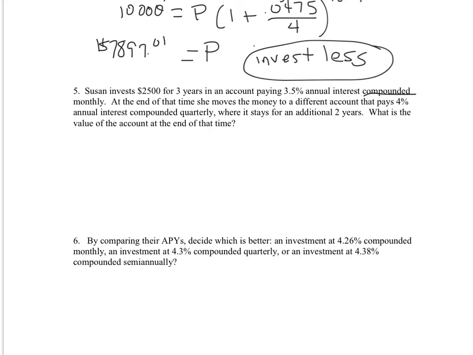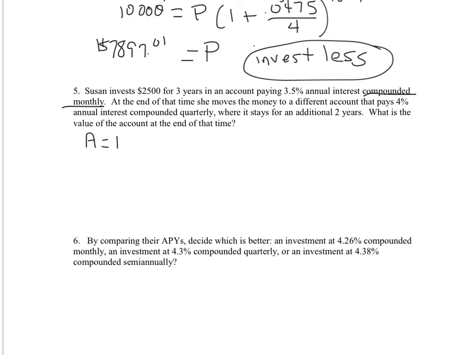I'm going to underline that because that's a good reminder about what formula I will need. At the end of that time, she moves the money to a different account that pays 4% annual interest compounded quarterly, and it stays there for an additional 2 years. Can we figure out the value of the account at the end of that time? Yes, but we're going to have a 2-part process here. So we're going to have to start with the first part of the problem.